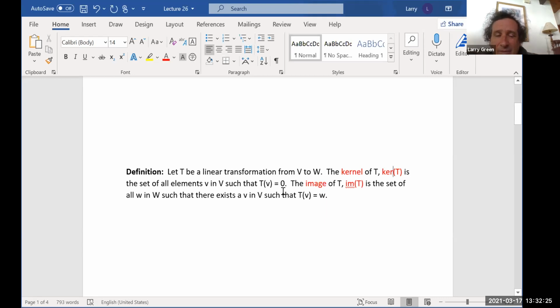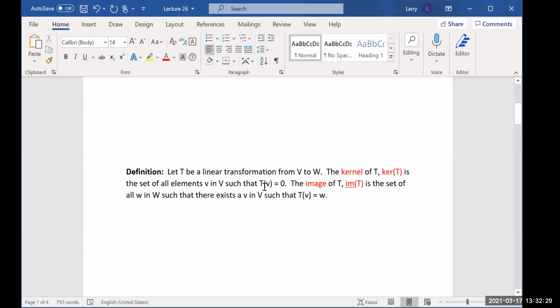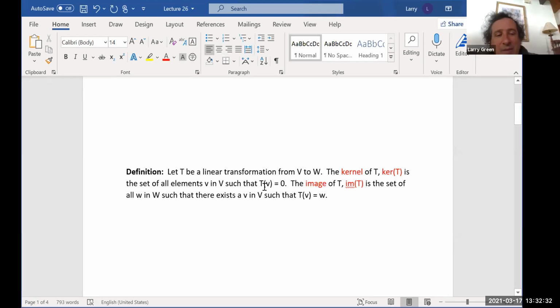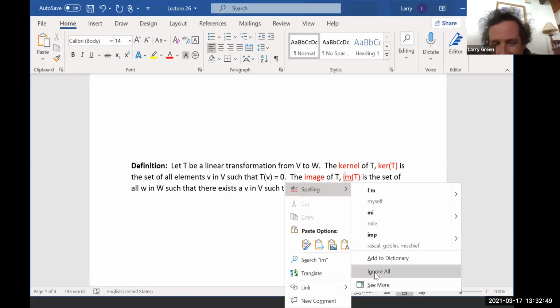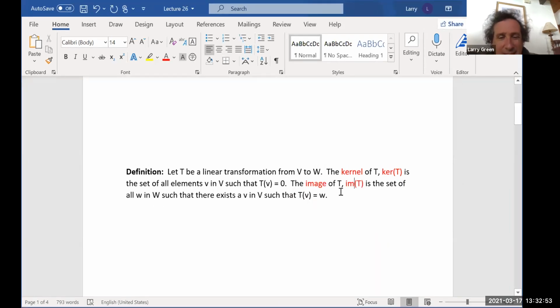Does it feel like we've done this already? Yes. I mean, it's exactly the same definition. We're just now thinking of it as a general linear transformation instead of a special linear transformation that was on Rn, but it's no different. And then, just for fun, the image of T, Im of T, is the set of all w in W such that there is a v in V such that T of v equals w. Any questions on that? Is that clear? So given a linear transformation, you can talk about the kernel and the image.